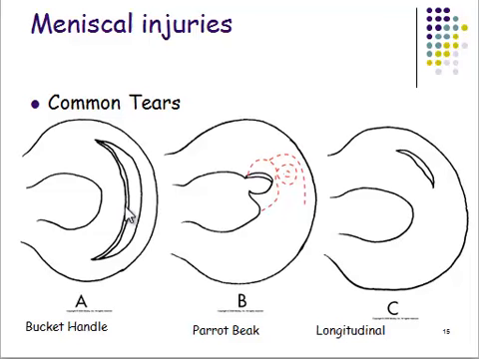A is referred to as a bucket handle, B is referred to as the parrot beak, and C the longitudinal tear. We can also have what are called flap tears, where there is a piece that's still slightly attached but loose on one end. Now we can injure meniscus with a sudden trauma, and this is most common in young adults, or degenerative changes, which is most commonly seen in elderly.